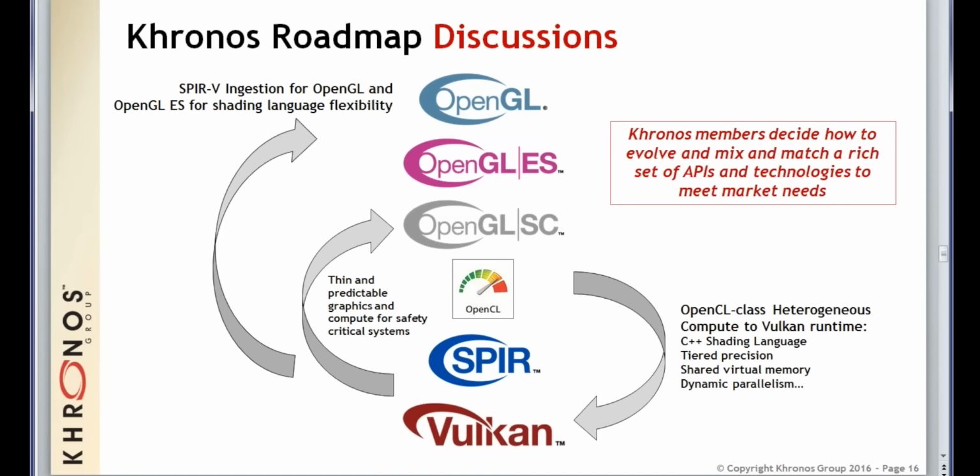But now we have this interesting mix of technologies and APIs, and we can begin to mix and match them in various ways. For example, SPIR-V, already used by OpenCL and Vulkan, perhaps we can bring SPIR-V ingestion into OpenGL and OpenGL ES. So if you're using an alternative front-end language to generate your shaders, why not be able to run them in OpenGL as well as Vulkan? That seems like a kind of an obvious good thing.